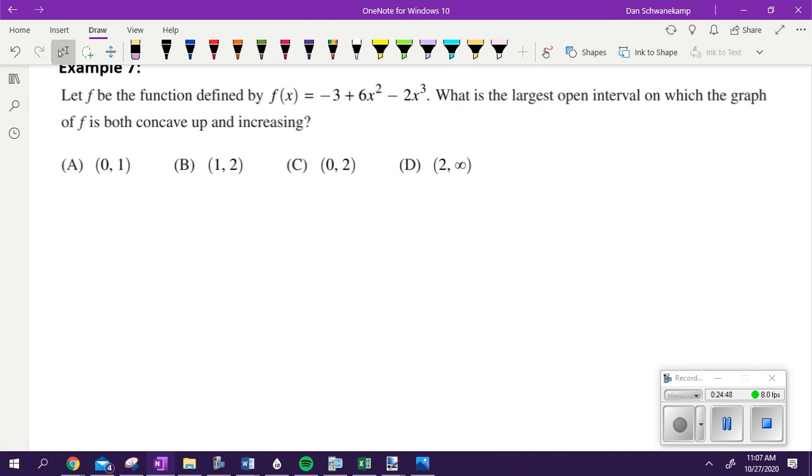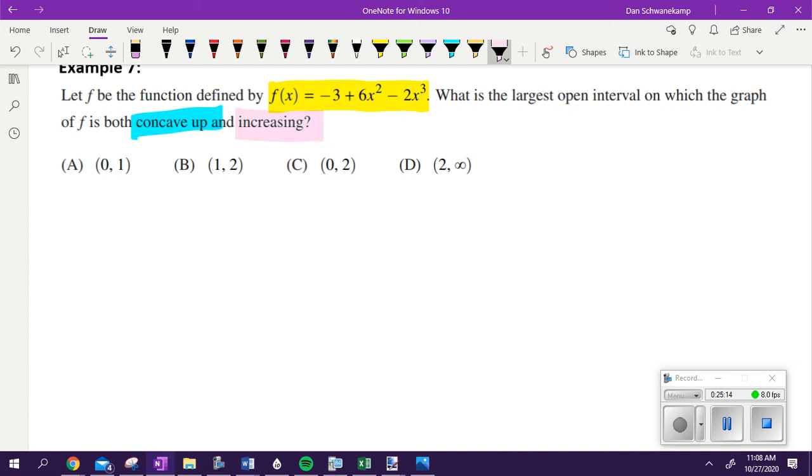One more. This is one they ask quite a bit. On the multiple choice section, there's a pretty good chance that this is going to pop up, and it's not a tough one. Let f be the function defined by this expression right here. If I were to do it, I would reorder it because I don't like that it's in backwards order. But what is the largest open interval on the graph where f is both concave up and increasing?